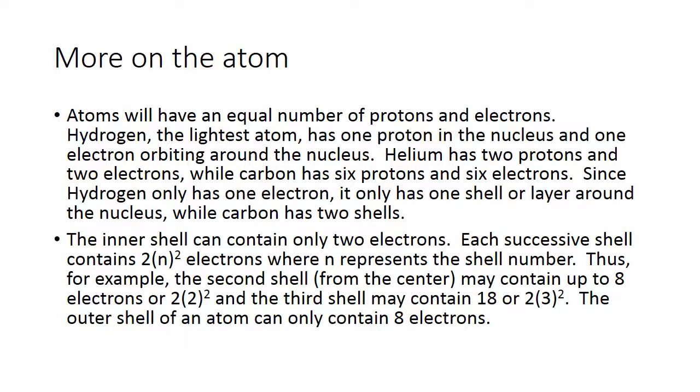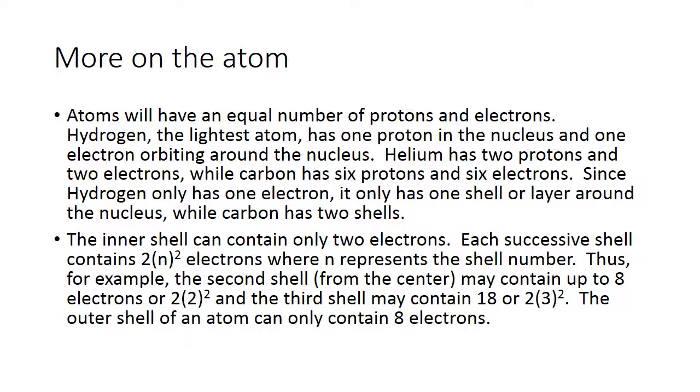As I said, atoms have an equal number of protons and electrons. And if you're familiar with the periodic table in chemistry, you'll know that hydrogen is the lightest atom. It only has one proton in its nucleus and one electron orbiting around the nucleus. And as you go up the scale, the number of protons and electrons gets successively bigger, so that helium has 2 protons and 2 electrons, while the element carbon has 6 protons and 6 electrons.